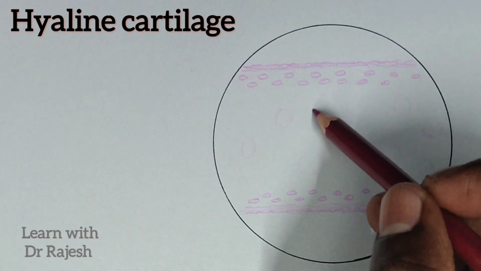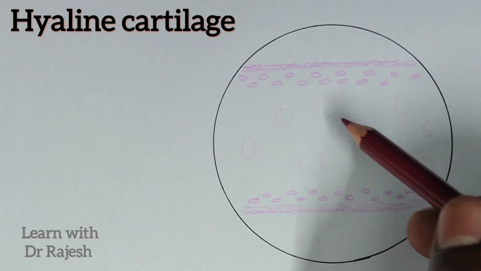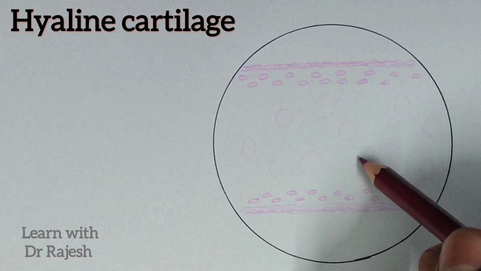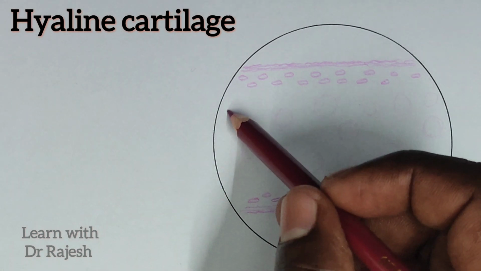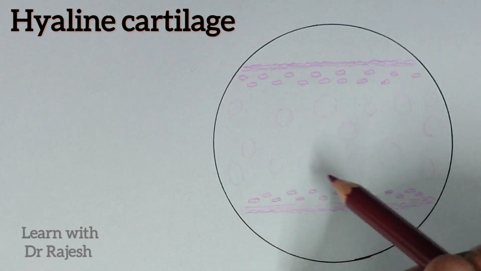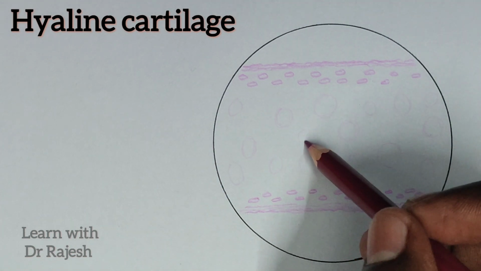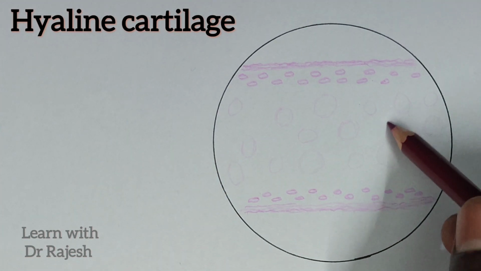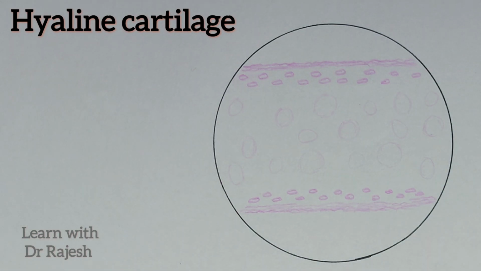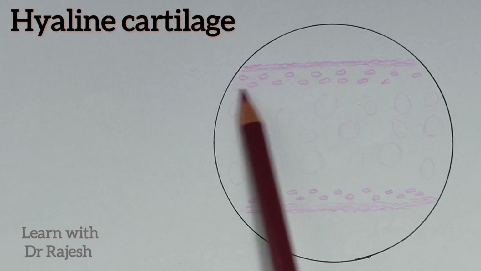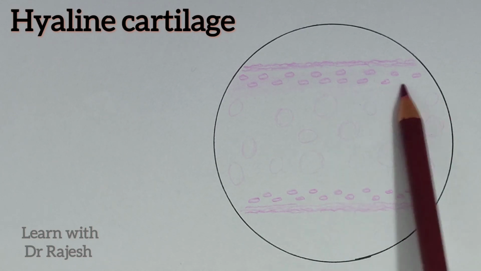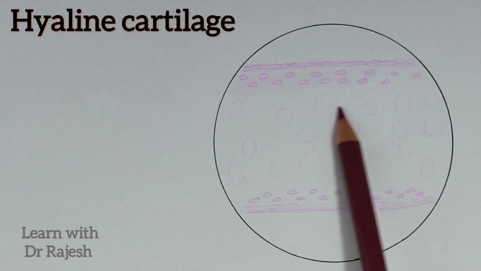Multiple lacunar spaces will be seen, and these spaces will have the chondrocytes inside them, and together there can be up to 8 chondrocytes inside a single lacunar space. This group of chondrocytes will be called a cell nest. Next we have to shade the gaps. This shading represents the matrix.